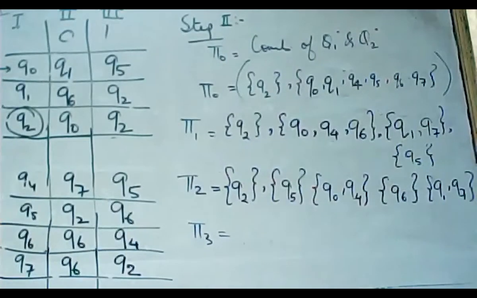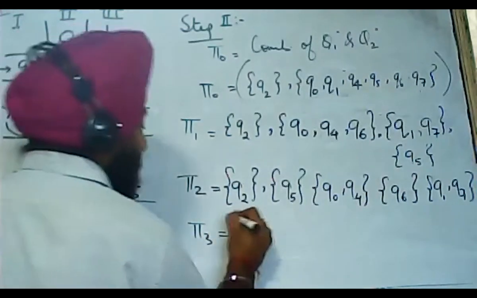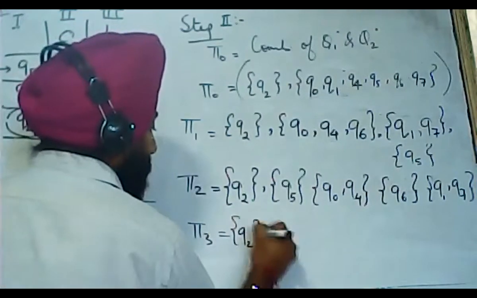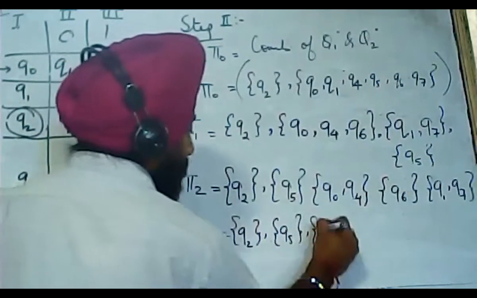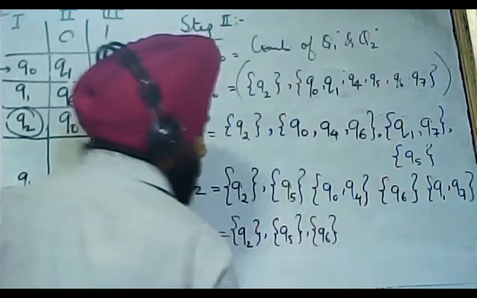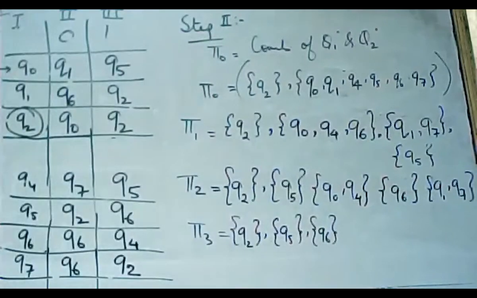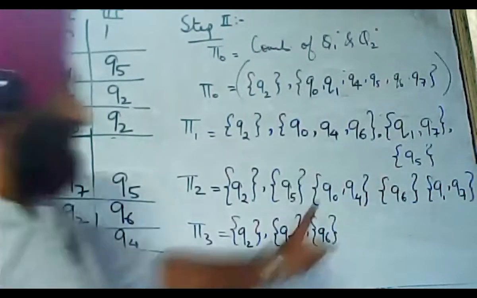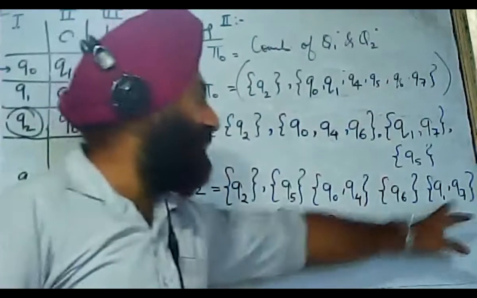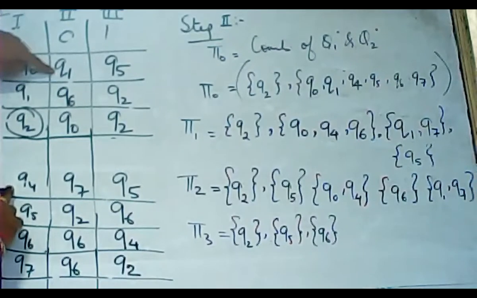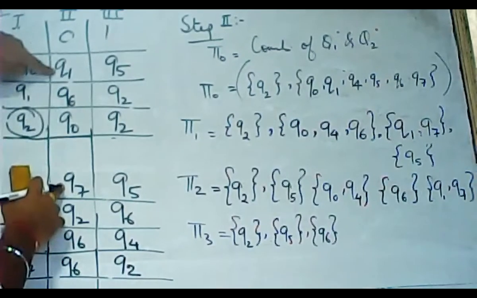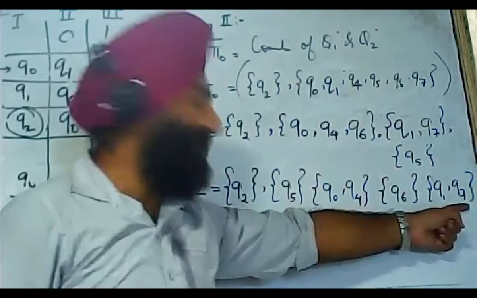So next we have construction of pi3. Again, write those states which are single. Q2, Q5, Q6. Next, comparisons between Q0, Q4 and Q1, Q7. That's it. So compare Q0, Q4. Q0, Q4. First value is 1, 7. So 1, 7 is in same set.